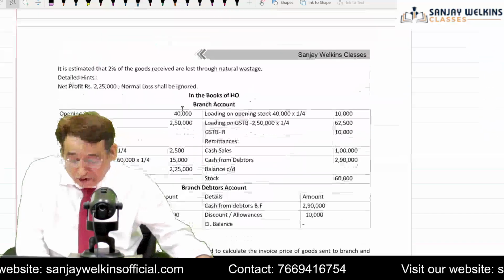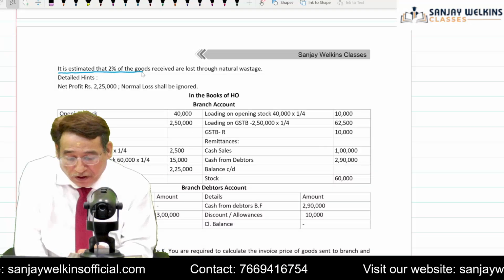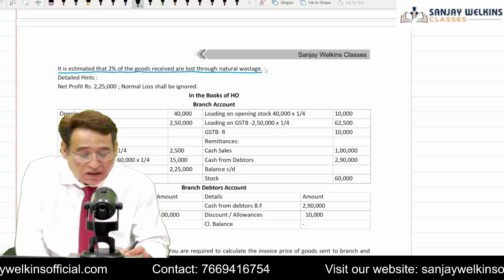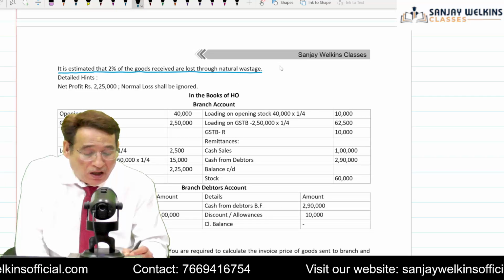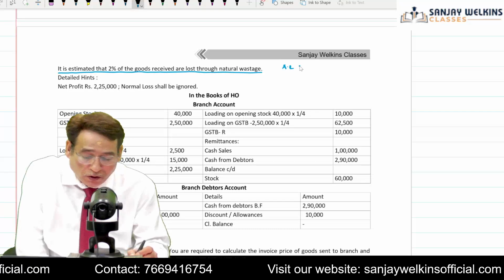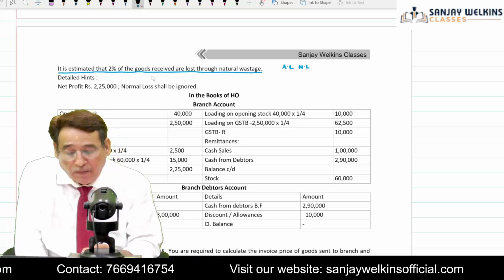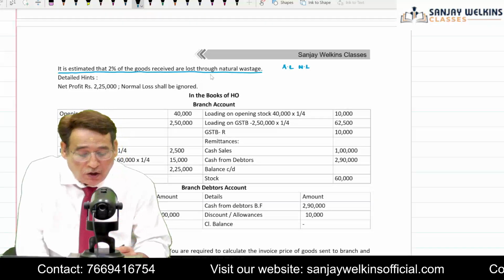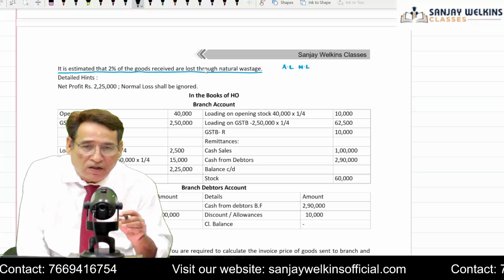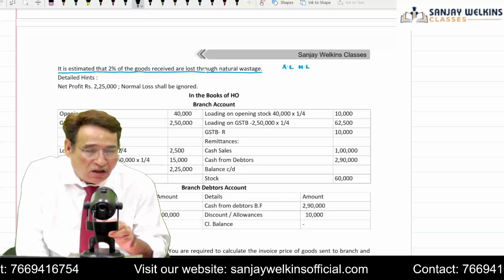and closing stock is also given to you at 60,000. And this time it is given that it is estimated that 2% of the goods received are lost through the natural wastage. Now this line you will have to ignore. If ever under data system you are given abnormal loss or normal loss, of course this is a case of normal loss because it is clearly written that it is estimated that 2% of the goods are lost through the natural wastage. Natural wastage means the nature of the goods is such that howsoever foolproof packing we may do, still this loss will occur.